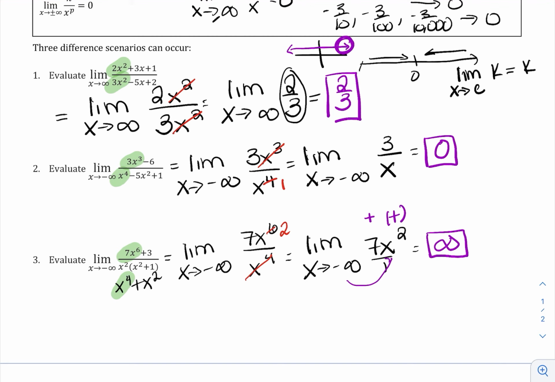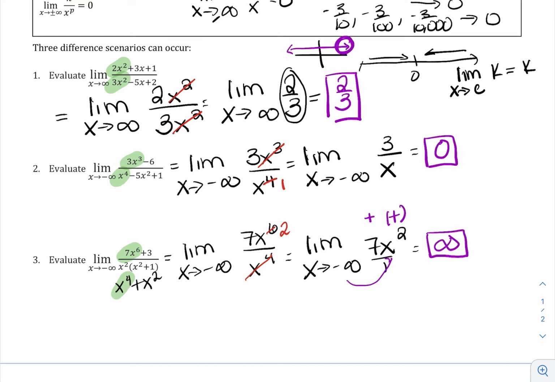And then the last thing is, let's go back to the horizontal asymptote. Now, it doesn't ask for the horizontal asymptote. So this is just a side note. We have our answer. Our answers are 2/3, 0, and infinity. But as a side note, number 1 and number 2, the graph of those functions inside the limit would have a horizontal asymptote. So number 1 would have a horizontal asymptote at y equals 2/3. And number 2 would have a horizontal asymptote at y equals 0. And number 3 would have no horizontal asymptote because infinity can't be a horizontal asymptote.